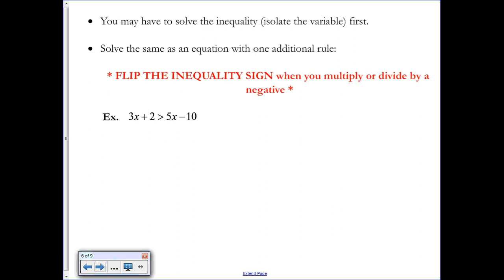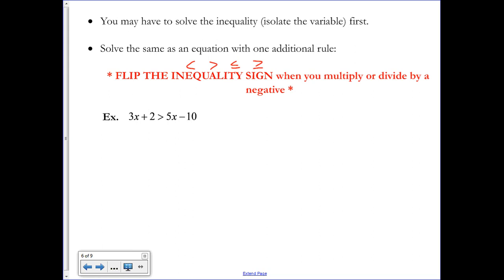You may have to solve an inequality or isolate the variable. That's what solving means, right? To graph it on the number line. So you have to solve first. And it's the same as solving equations with one additional rule, which is that you have to flip the inequality sign. You have to flip the direction if you're going to multiply or divide both sides by a negative. So I purposely picked an example where this is going to happen so you can see what I'm talking about.